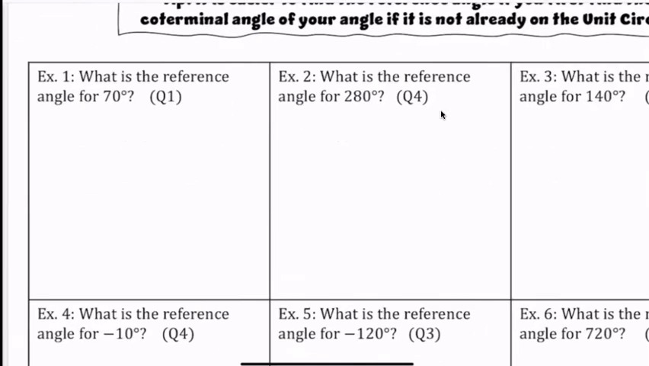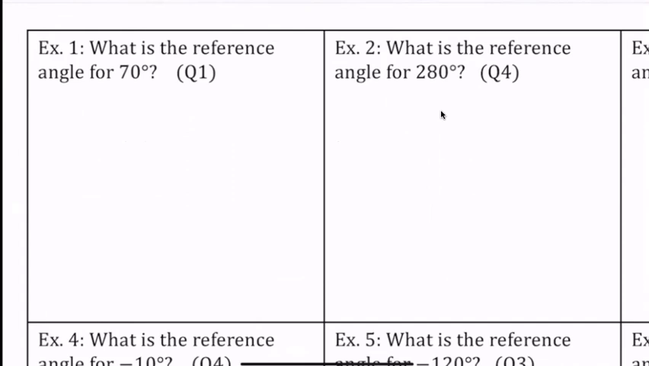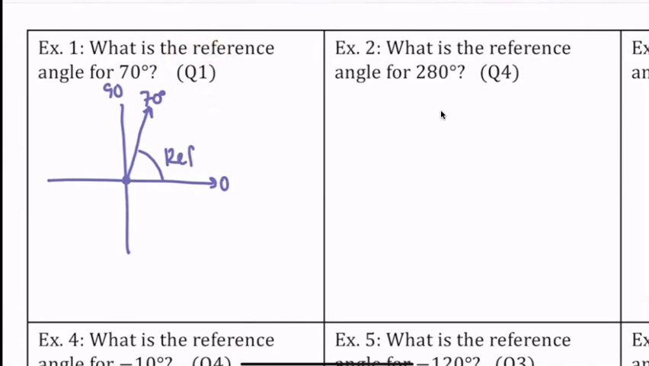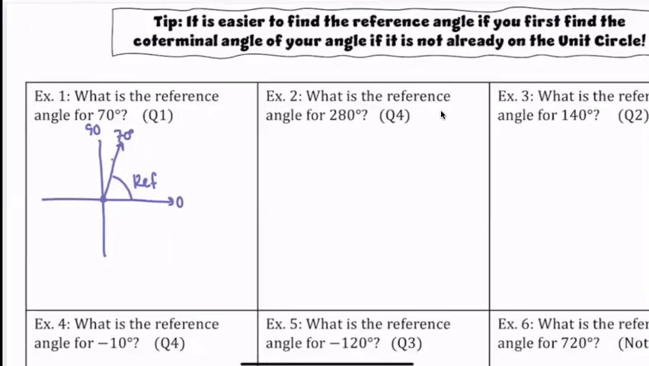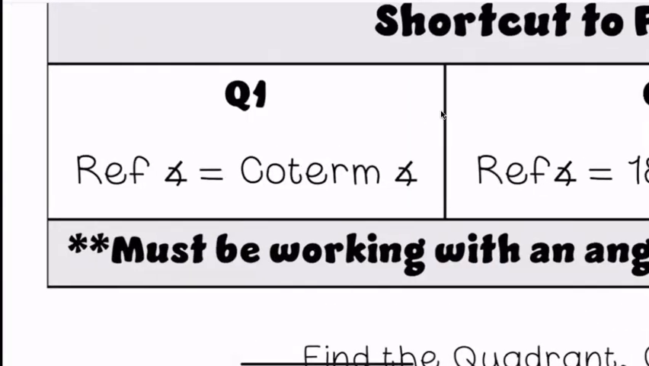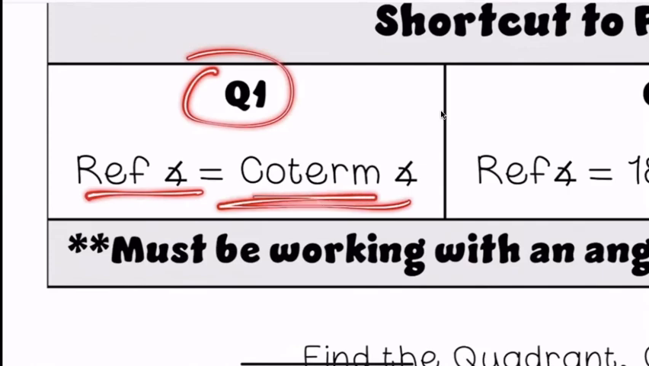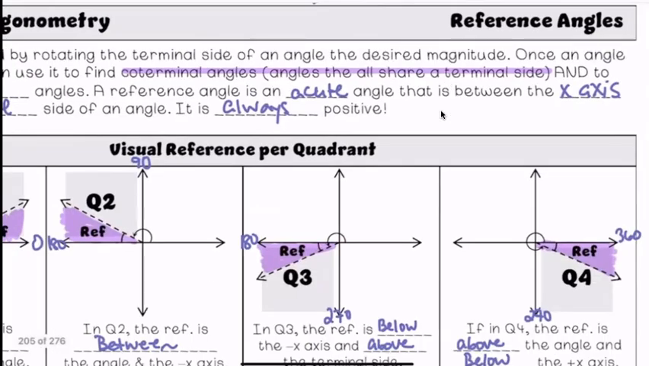Again, it's optional. Looking at example number 1, it says, what is the reference angle for 70 degrees? Another way to say that is, how far away is 70 degrees from the x-axis? So I'm going to draw a picture. And I already have marked here for you, it's in quadrant 1. I know this is 90, and that's 0. So 70 would be somewhere in the vicinity of this. And that means this would be our reference angle, that distance from 0, or the x-axis, to 70. I also, if you look over here, can see that it says in quadrant 1, the reference angle is equal to the coterminal angle, which in this case is just the plain angle, obviously.